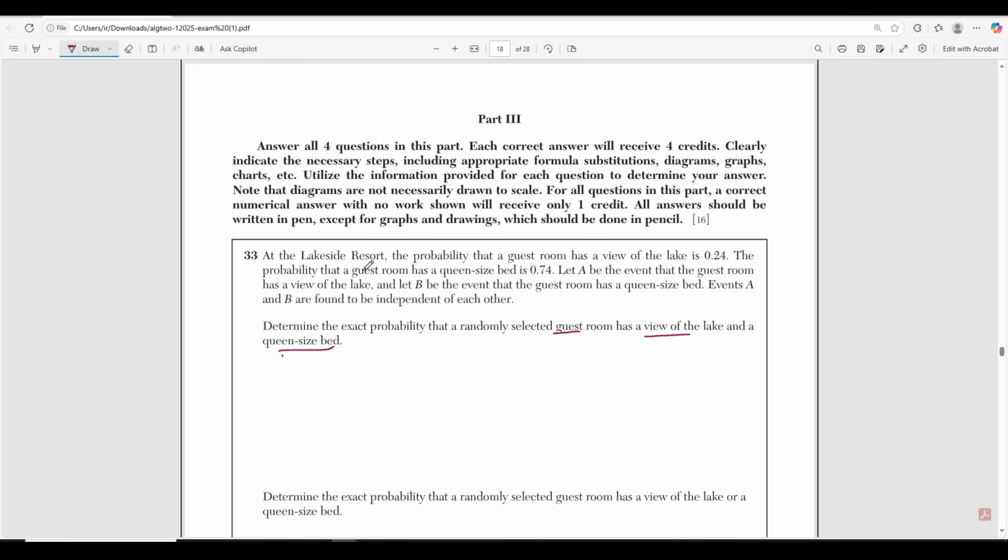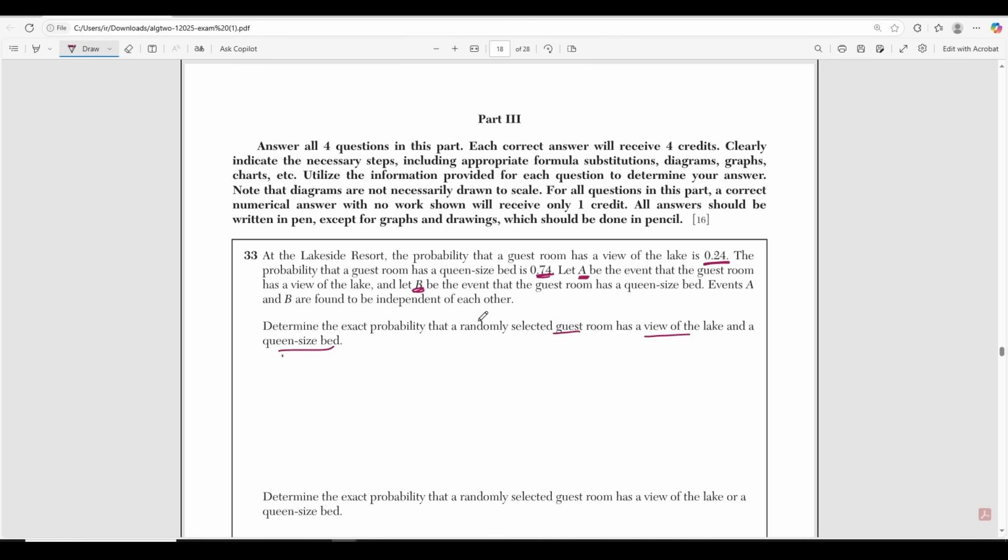So if we have read this problem here, we know that the probability of getting a room that has a view of the lake is 0.24, and that's called event A. So event A is you getting a room with a view of a lake, and that probability is 0.24. Okay, then you have event B, which is the case where you get a room with a queen-size bed, and that probability is 0.74. Now, they want you to find the probability of getting both event A and B.